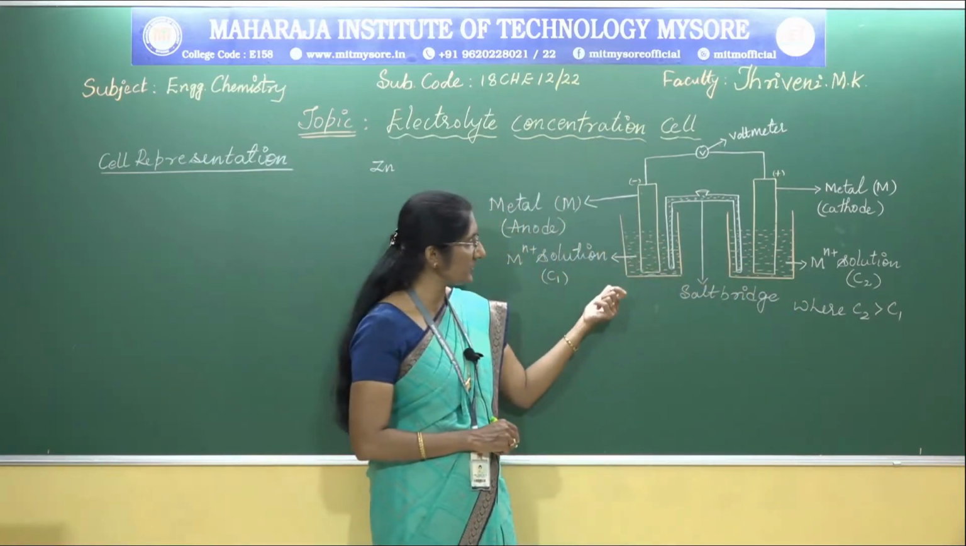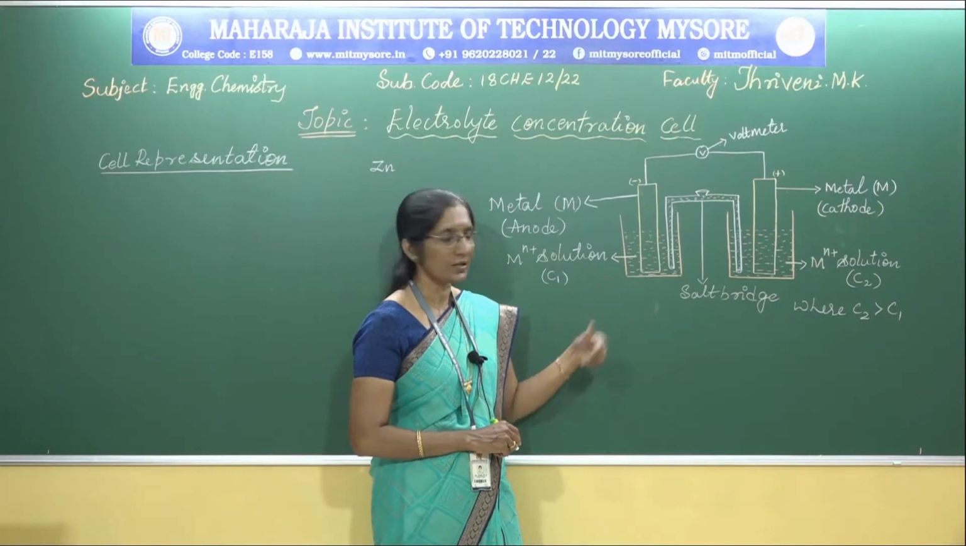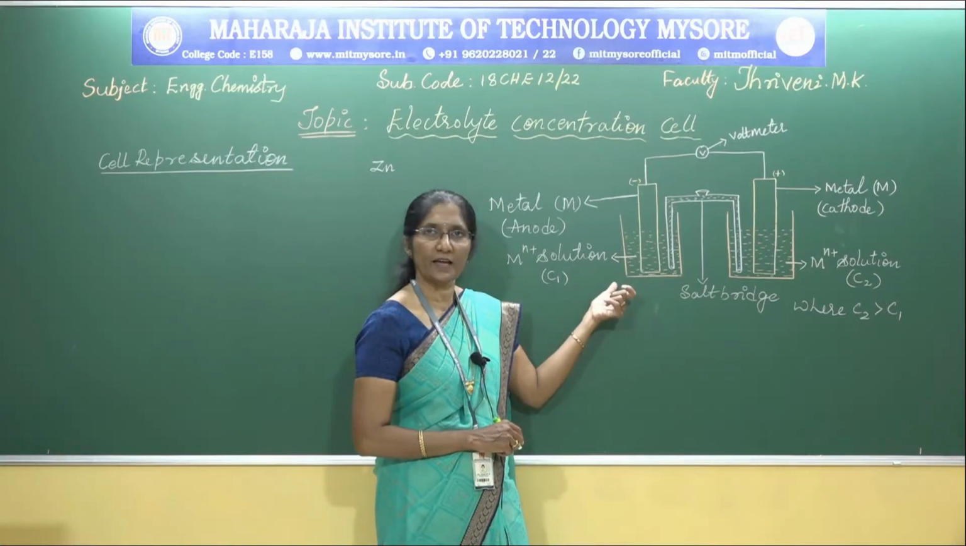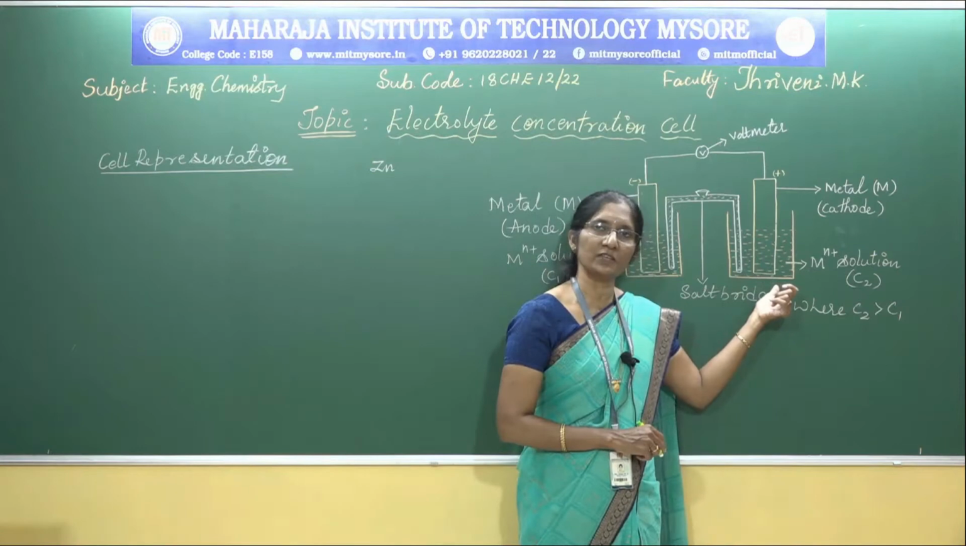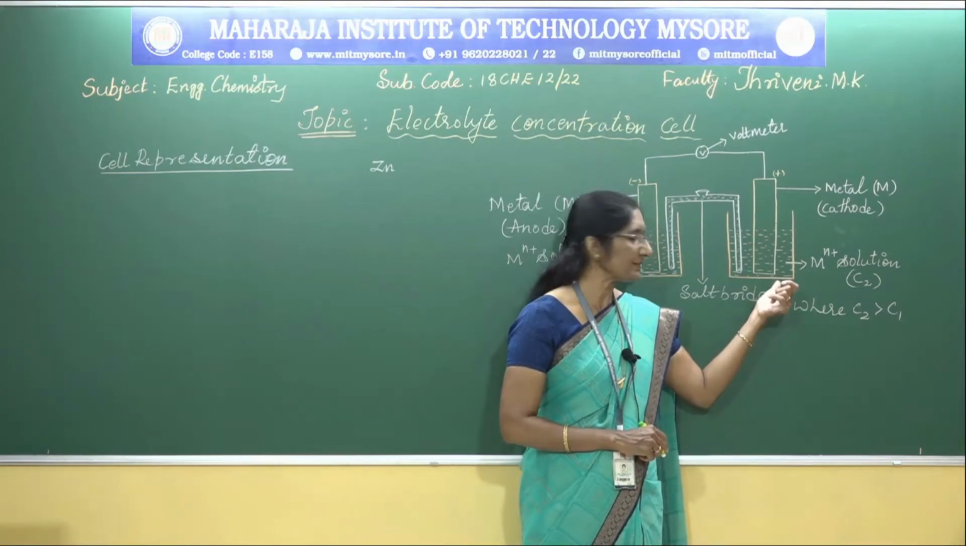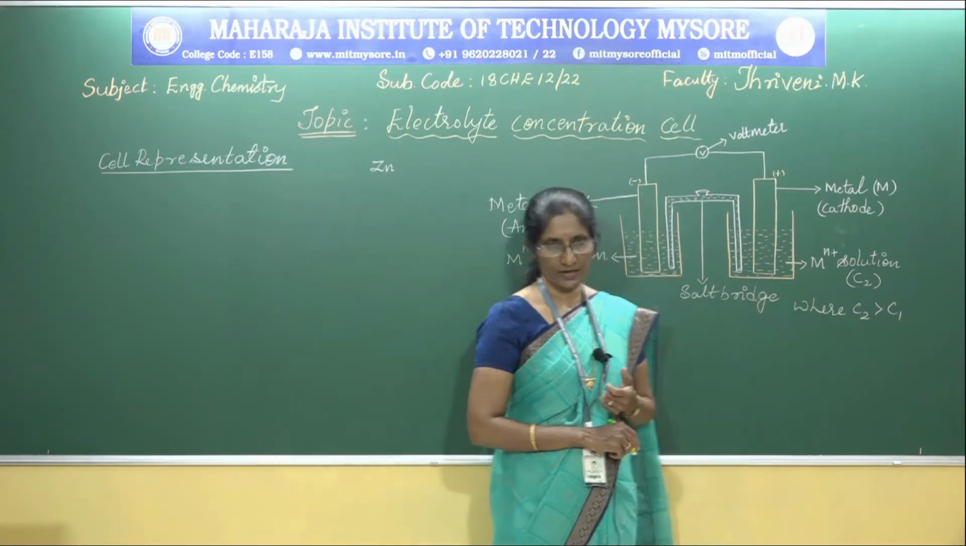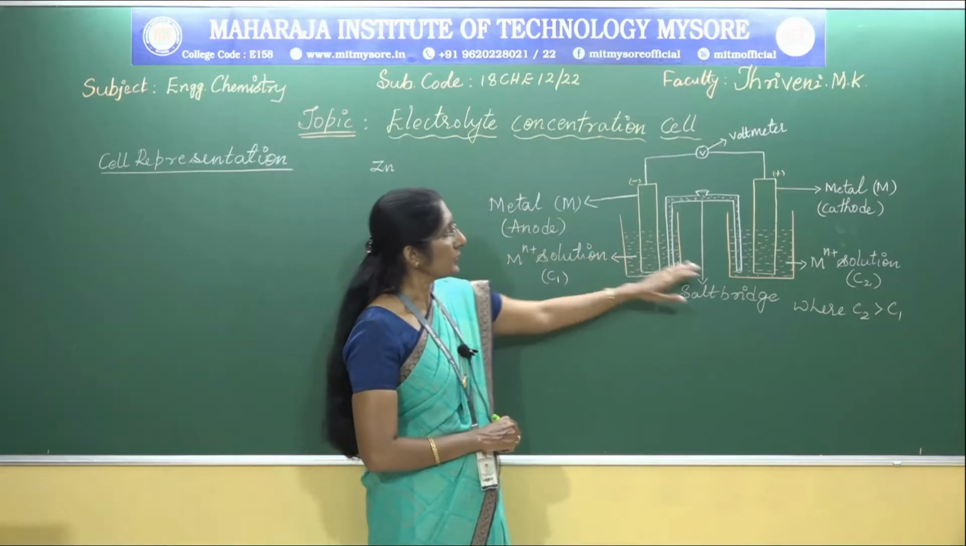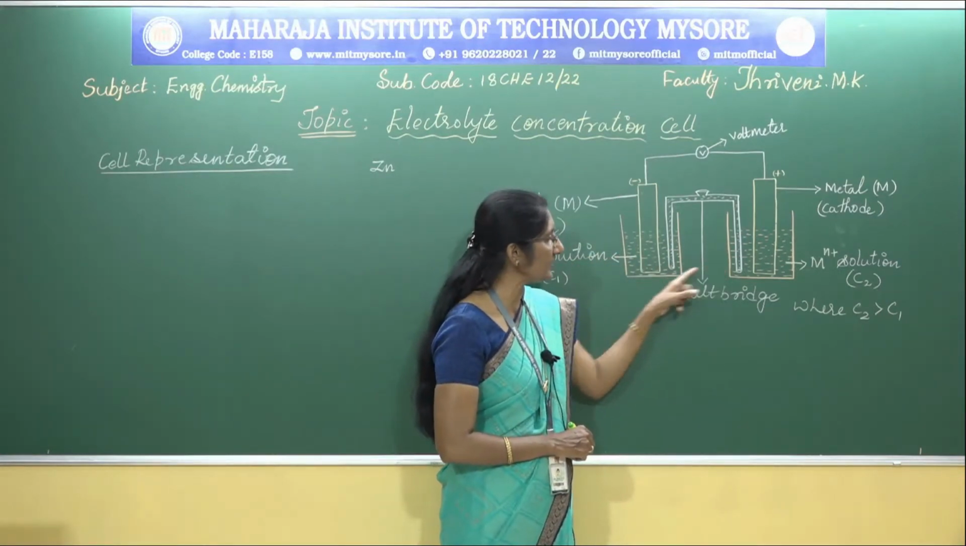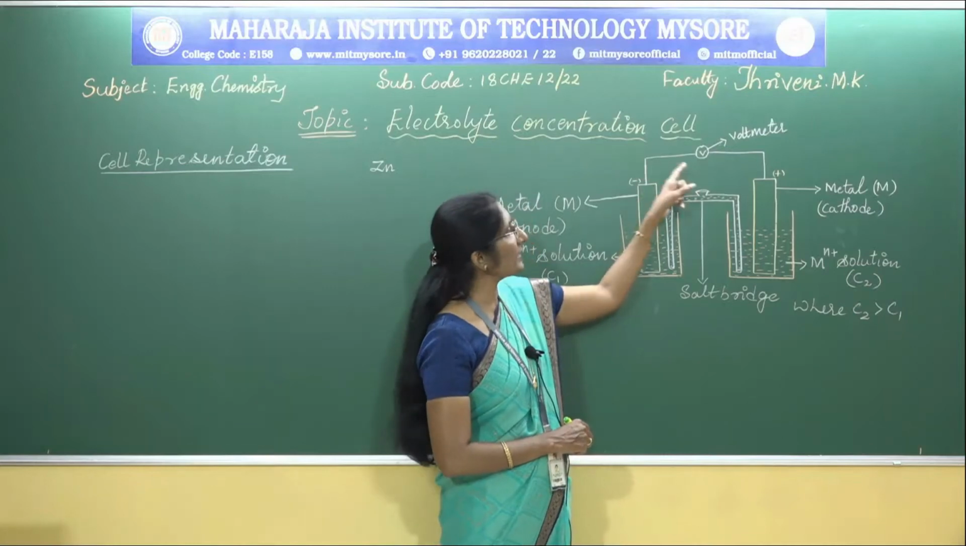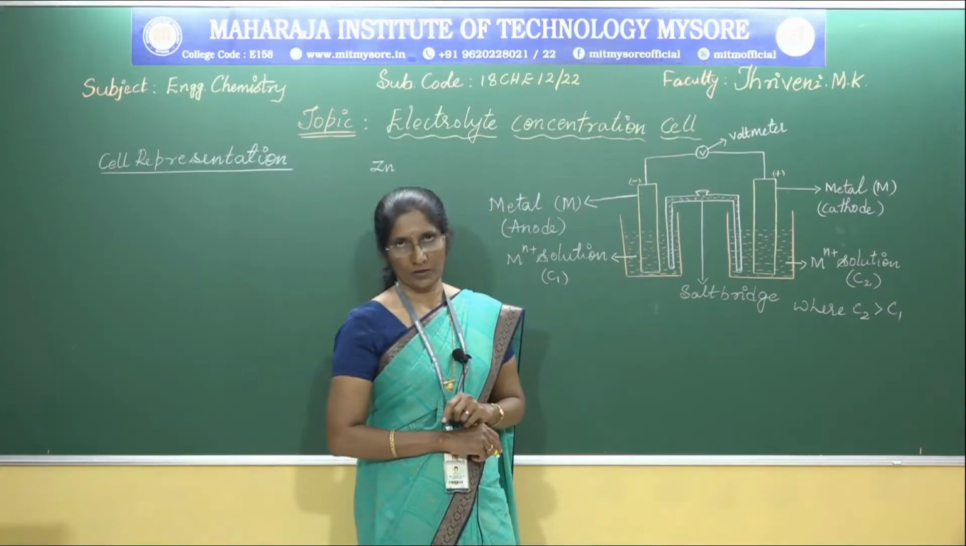The concentration at this half cell is lower, so this half cell acts as the anode. Here the concentration of zinc ion is more, so this half cell acts as the cathode. These two half cells are connected internally by a salt bridge and externally by a connecting wire.